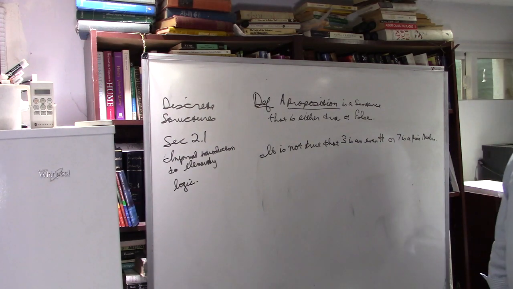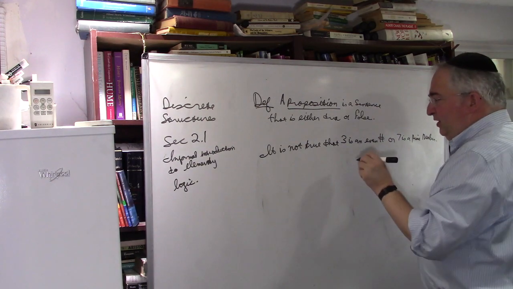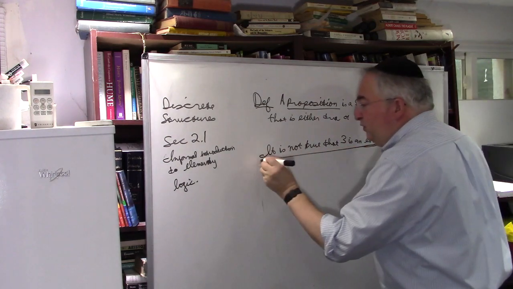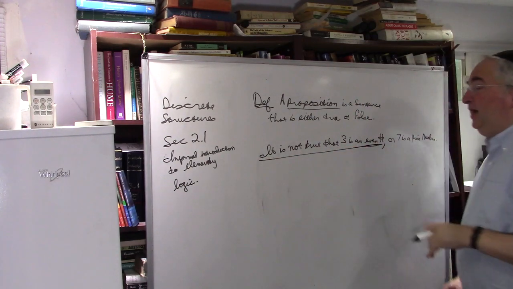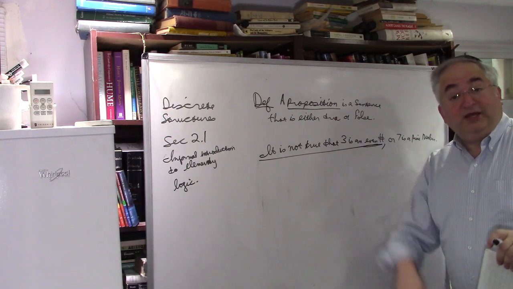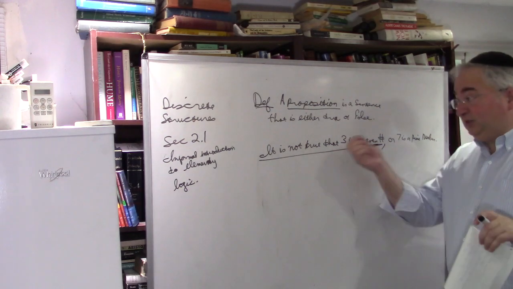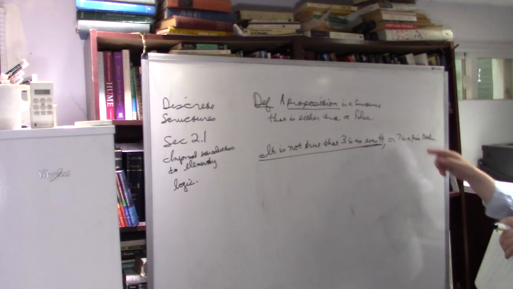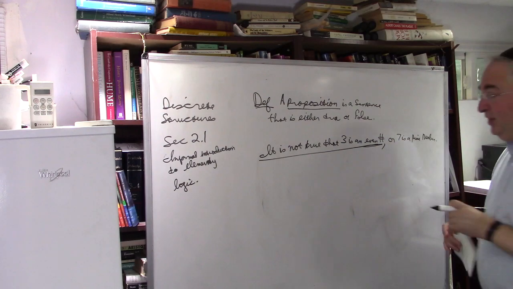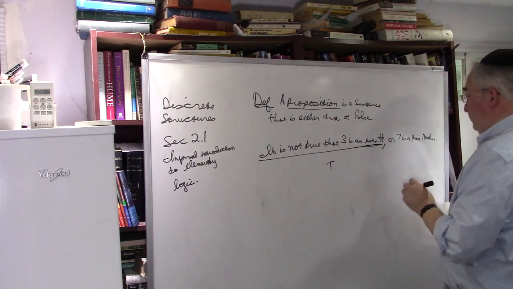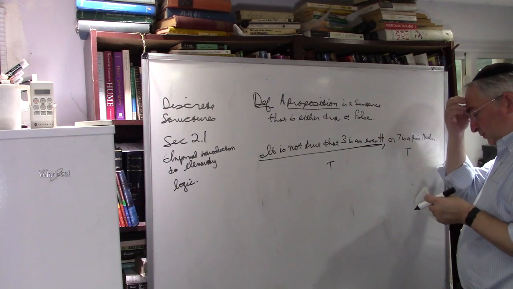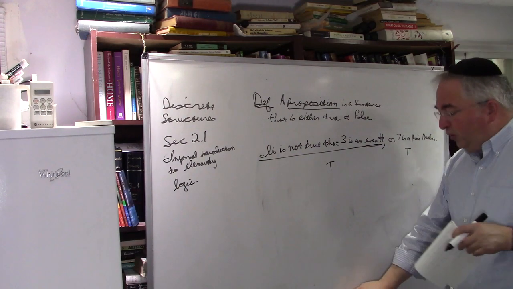Now there's two ways of reading this. I'm going to write it like this. You can read it like this. It is not true that 3 is an even number. It happens to be true. 3 is an odd number, so this is true. Or 7 is a prime number. That's true. So this is going to be true or true. But that's one way of reading it.